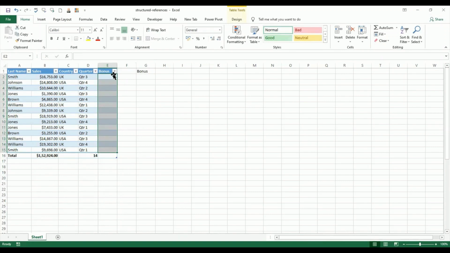To avoid these mistakes, again this is possible only in a table. Outside table possible nahi hai ye. Excel came up with a very simple concept. What do I want to multiply? I want to multiply the sales. End of the day, I have to multiply not B2, I have to multiply the sales to get my bonus.